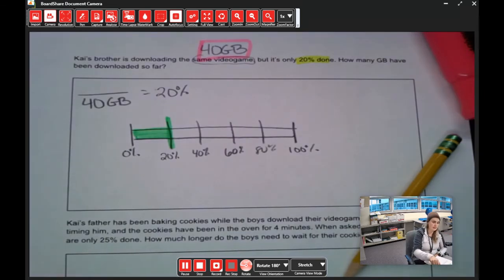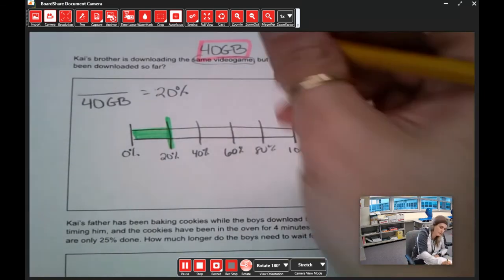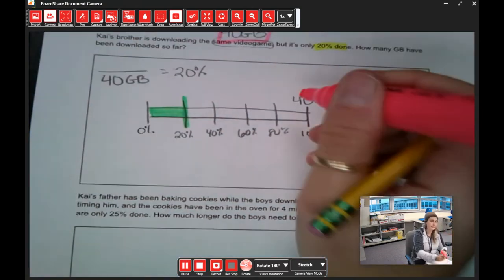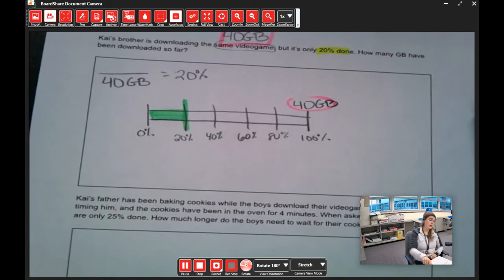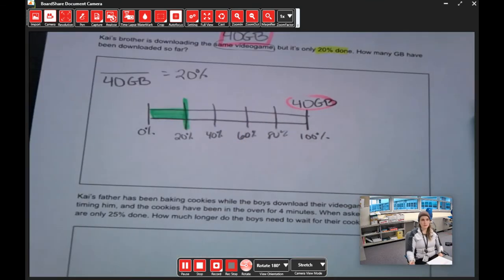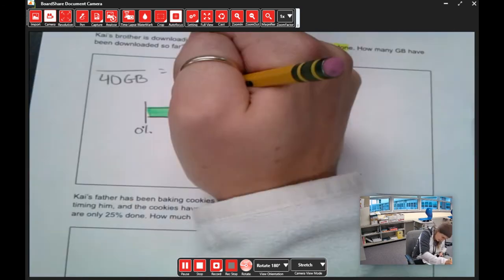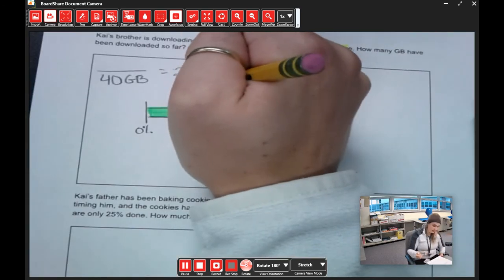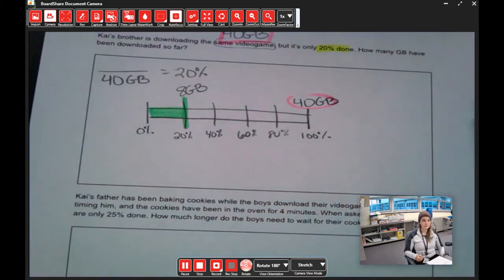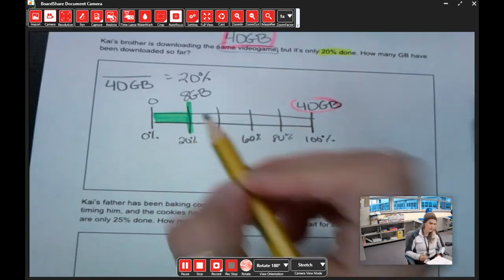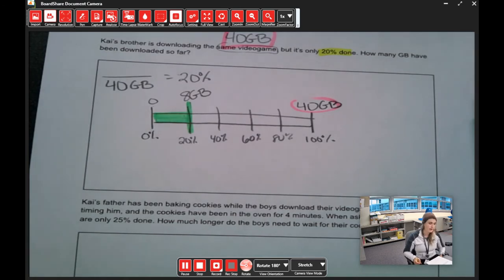20% is something. I don't know what that something is, but I do remember from last time that the whole thing is 40 gigabytes. So what's 40 divided by 5 sections? 8. 8 gigabytes. So now I know that he has only downloaded 8 gigabytes so far. How many gigabytes has been downloaded so far?